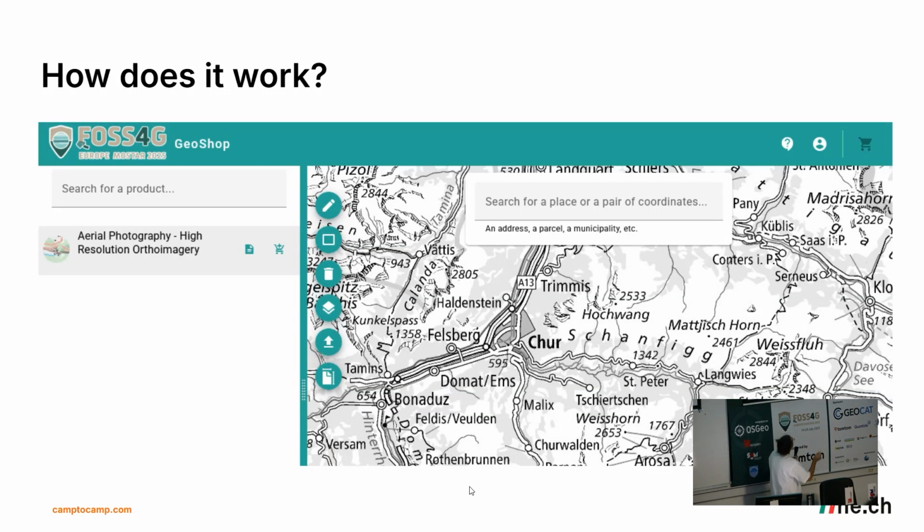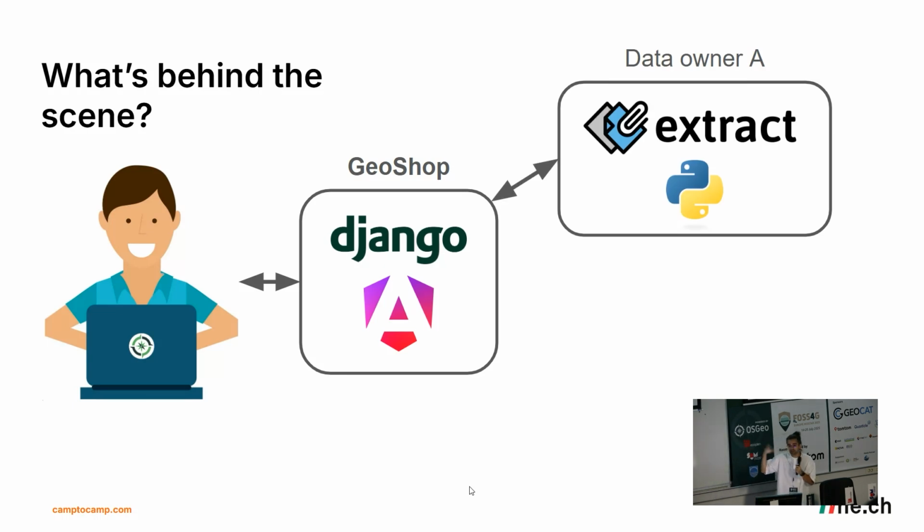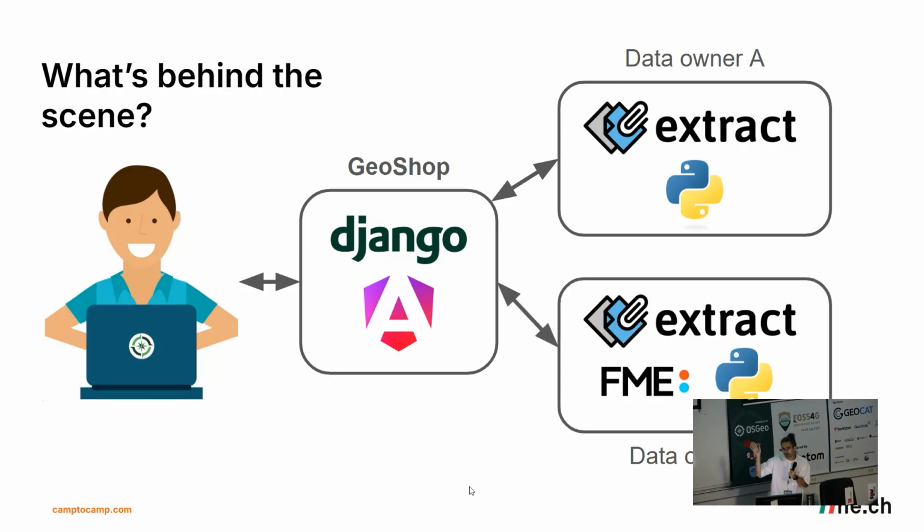Once you've done that and it's published, it will appear in the catalog and be ready to be ordered. Behind the scenes, as you might have recognized before, there is Django as a backend. The front end is made in Angular, and this is only the administrative part of the order. The extraction is made by another product that can be installed on another server. It's made with a product called Extract that is also open source, and it can be installed at every data provider that wants to make their products available through the GeoShop.